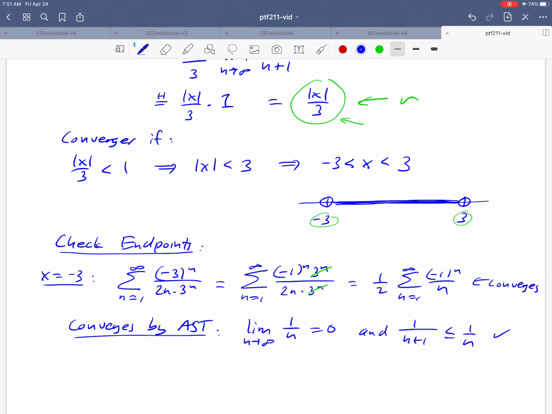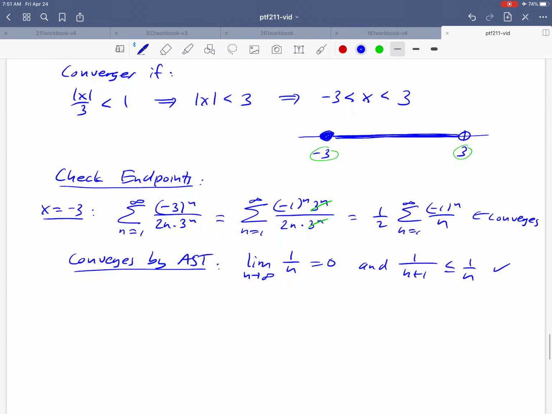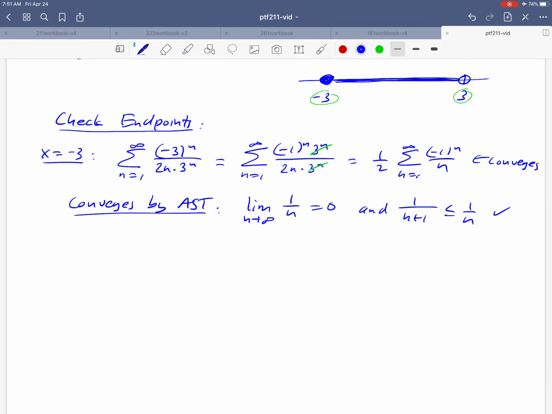All right, so what we've managed to figure out is that we can add one point to this picture. We can color in -3 because we got convergence there. We checked the alternating series test and it worked. We've got one more endpoint to check, and that would be the right-hand endpoint.